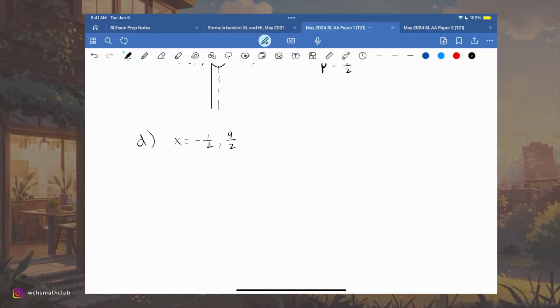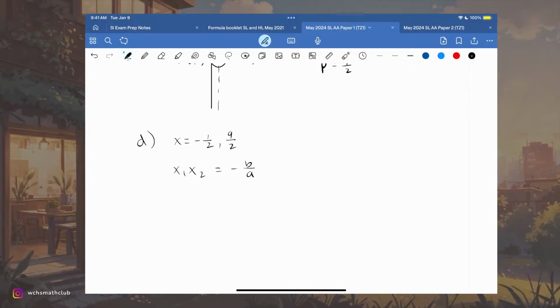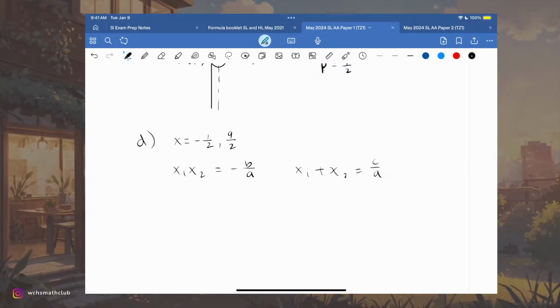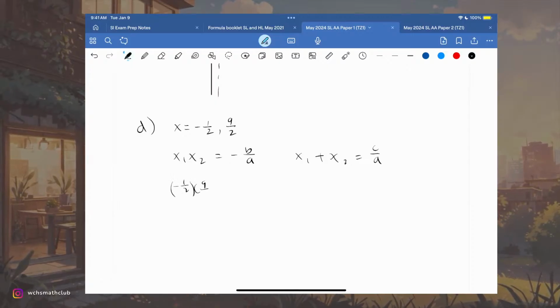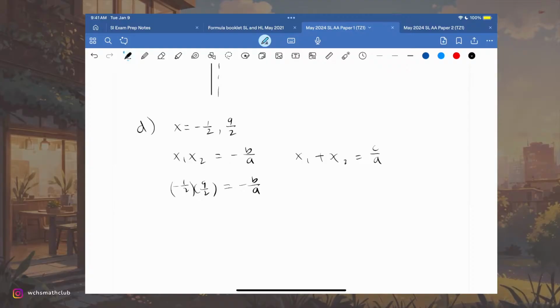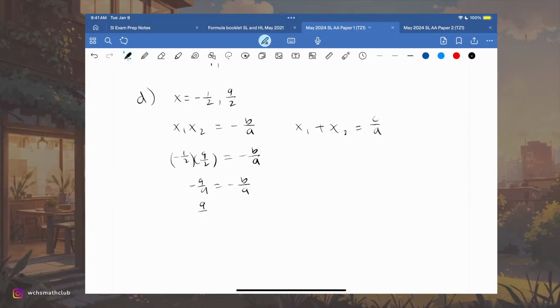Okay, so we can use Vieta's theorem from Math 20. So x1 times x2 equals negative b over a, and then x1 plus x2 equals c over a. This means that negative 1 over 2 times 9 over 2 equals negative b over a. So negative 9 over 4 equals negative b over a. 9 over 4 equals b over a.